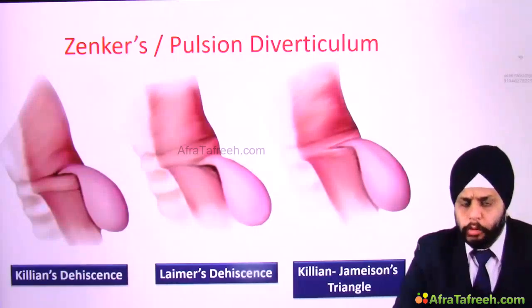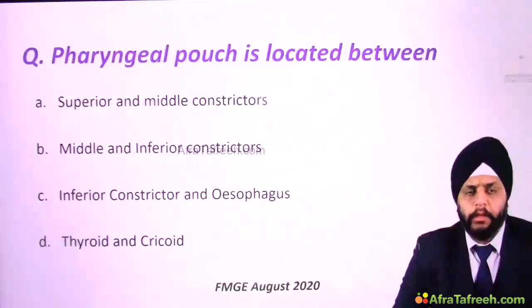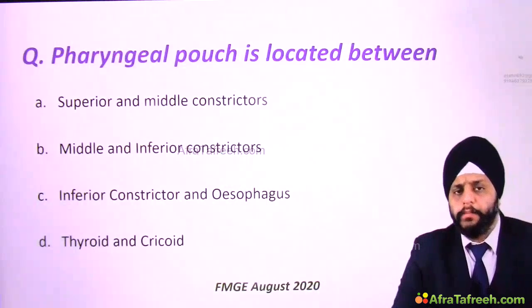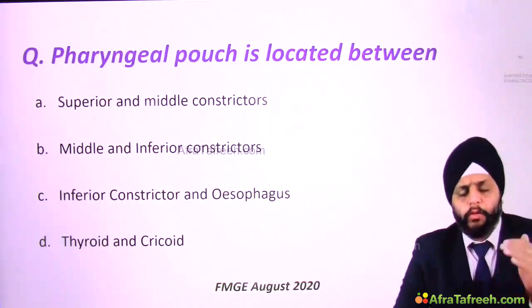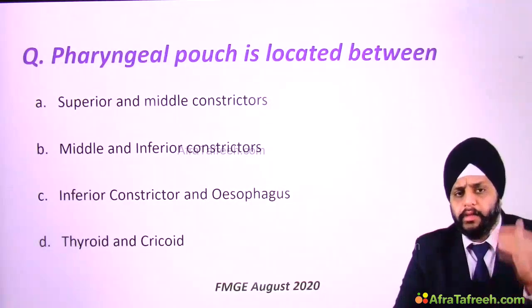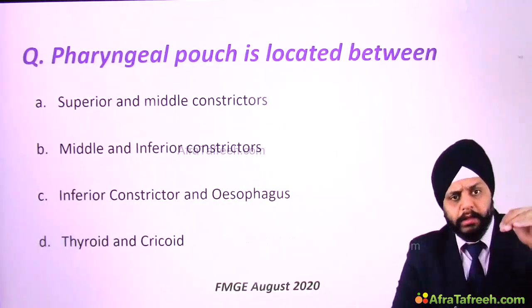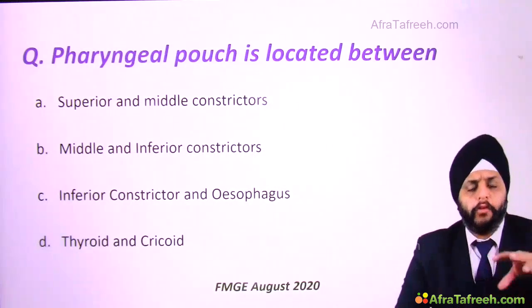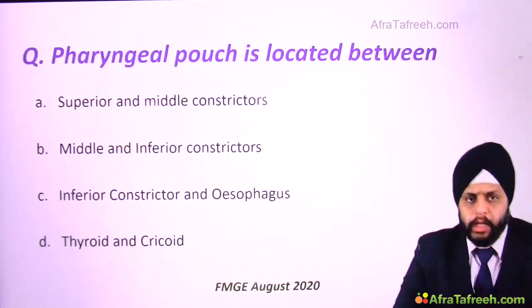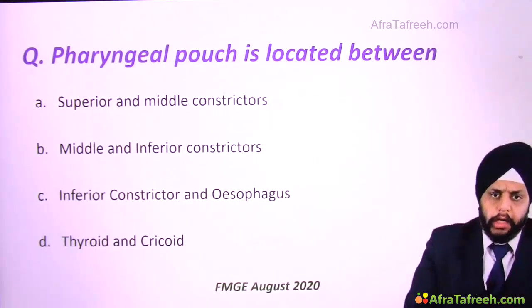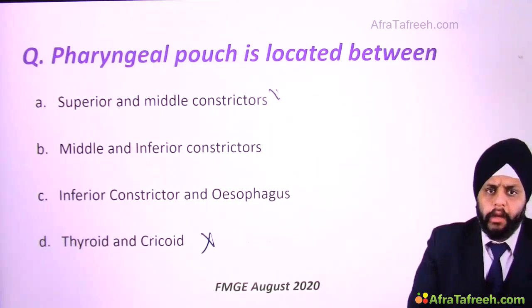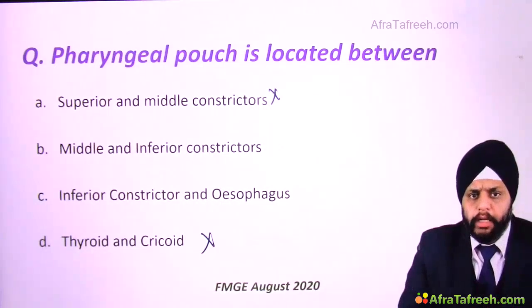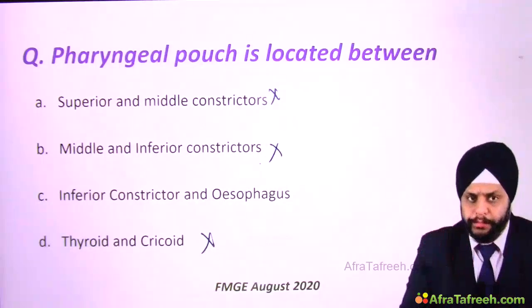Now on this, a question was recently asked in the exam. Pharyngeal pouch is located between. So we know the most common answer, the best answer is Killian's dehiscence, that is between thyropharyngeus and cricopharyngeus. Okay, unfortunately this option is not in the answer. You see, thyroid and cricoid is a wrong answer, superior and middle constrictor is a wrong answer, middle and inferior constrictor is also a wrong answer.